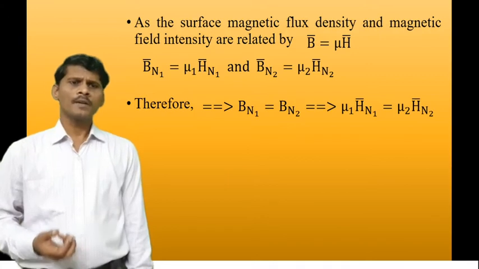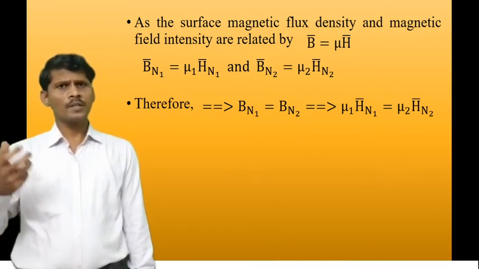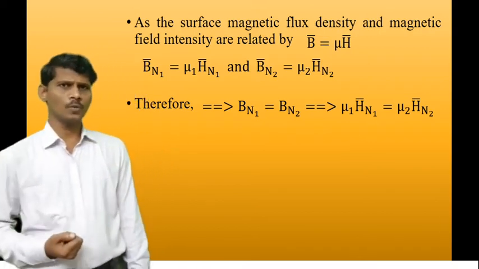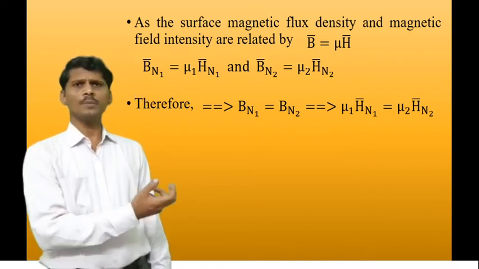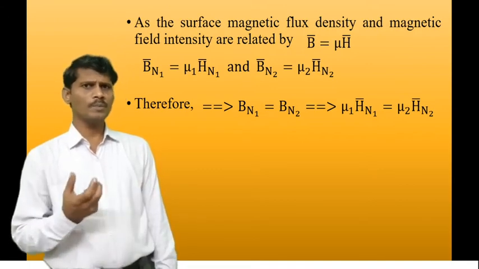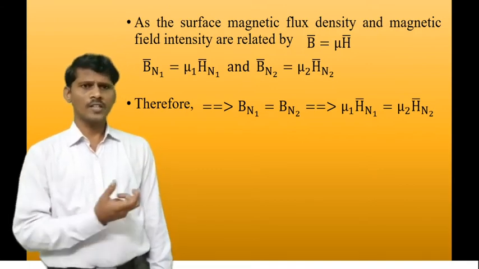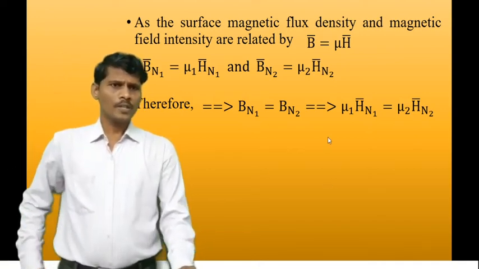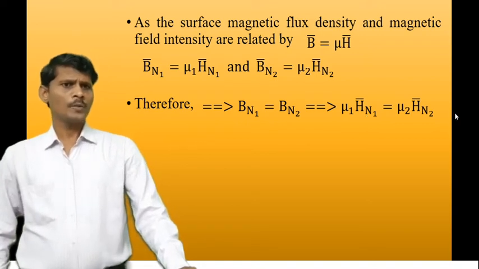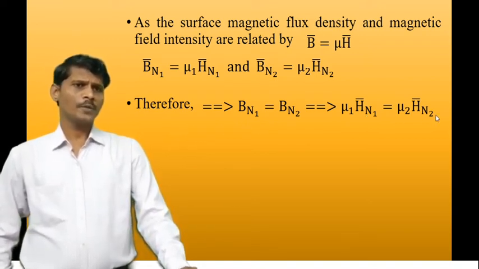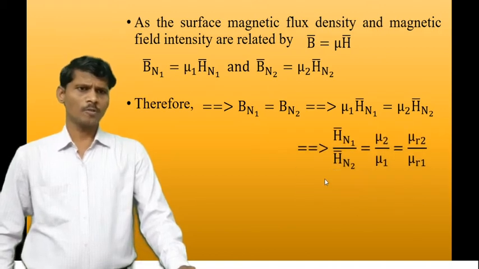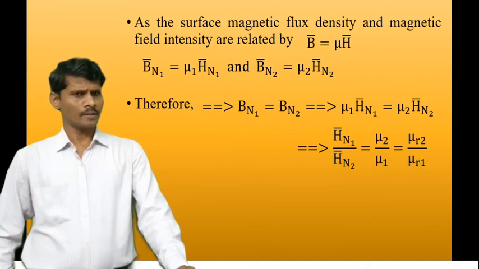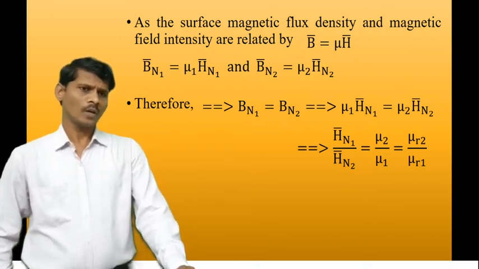But we know that the normal component of the flux density in medium 1 is equal to the normal component of the flux density in medium 2. Bn1 is equal to Bn2. So using the relation B is equal to mu into H, Bn1 is equal to mu1 into Hn1 and Bn2 is equal to mu2 into Hn2. So Hn1 by Hn2 is equal to mu2 by mu1, or mu r2 by mu r1.